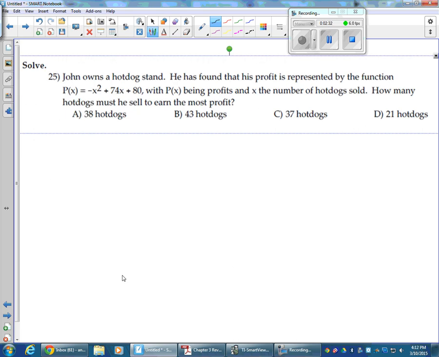Number 25, John owns a hot dog stand. He has found that his profit is represented by the function p of x equals negative x squared plus 74x plus 80, with p of x being the profits and x the number of hot dogs sold. How many hot dogs must he sell to earn the most profit?